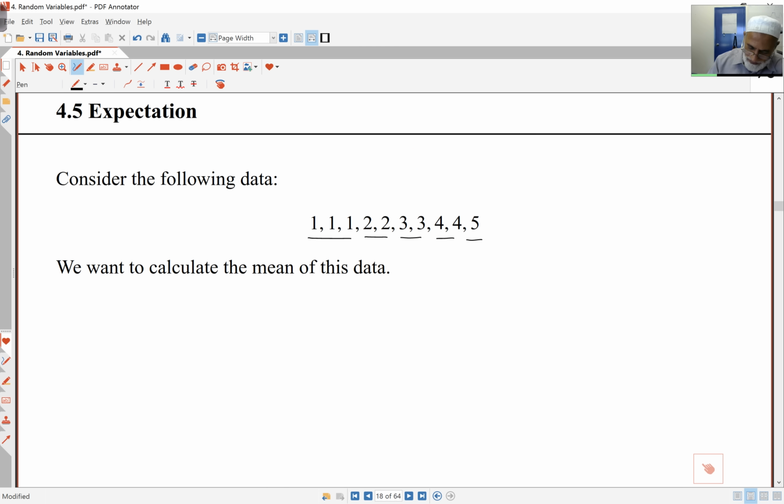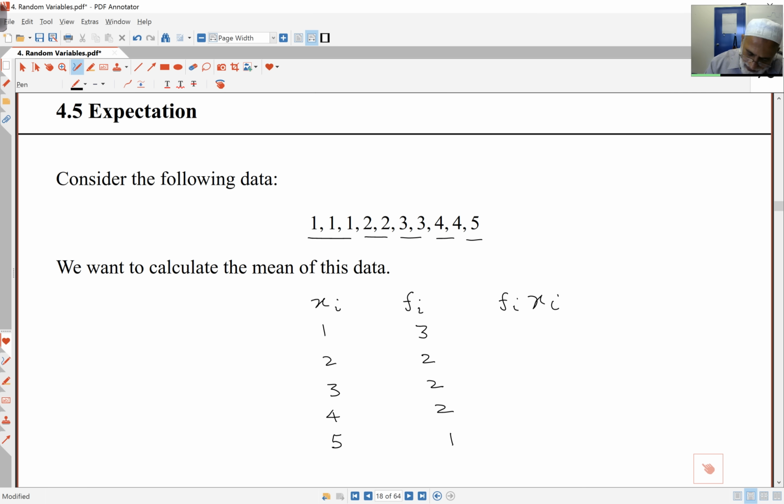One way of doing this is to take a look at what we call a frequency distribution. Here is the value of the data, and here is the frequency of the data, and then I multiply the fi by xi and sum them. So 1 occurs 3 times, 2 occurs twice, 3 occurs twice, 4 occurs twice, and 5 occurs once.